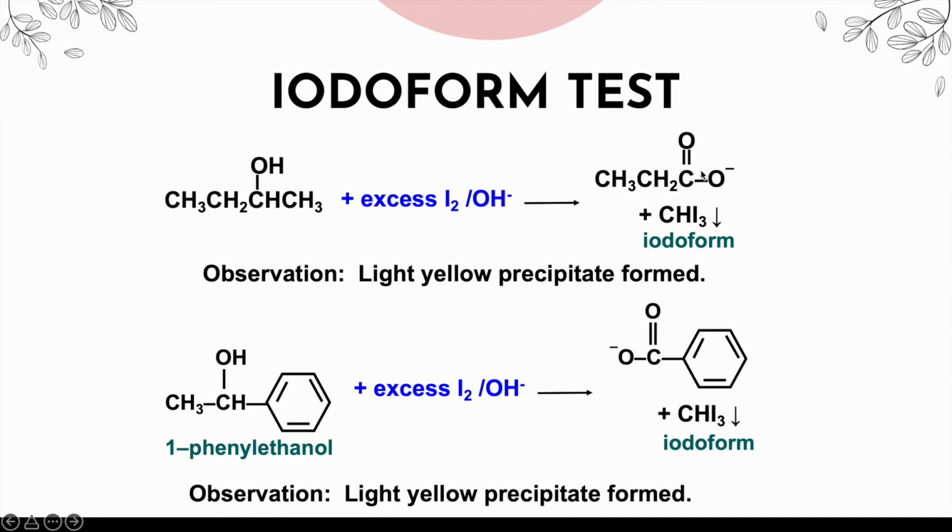This C that is attached to OH will form C double bond O, and this C will bond with O minus, and CHI3 iodoform precipitate will be formed if the compound has methyl carbinol. Same goes for this one. This carbon that is attached to OH has one methyl, so it can form iodoform and carboxylate ion.